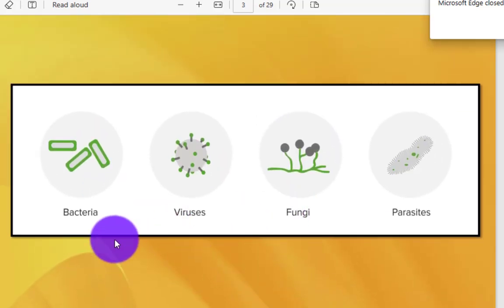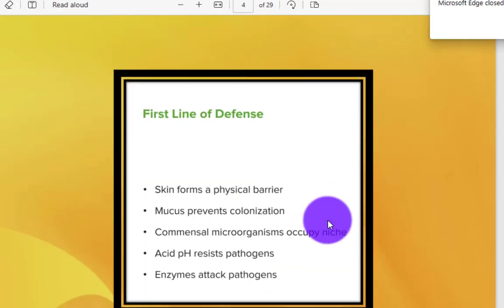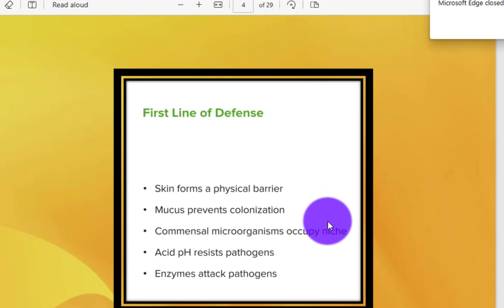Here, the invader may be bacteria, virus, fungi, parasites. First line of defense. This is a concept, the first line of defense. As we have an army, and there is first line, second line, third line to defend the country or defend the borders of your country. Skin forms a physical barrier.